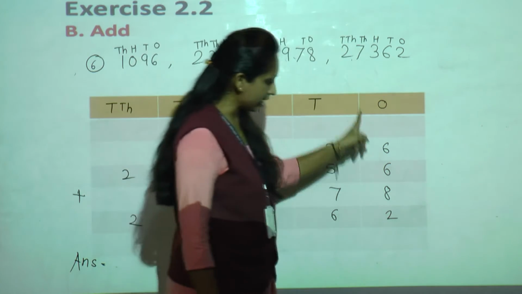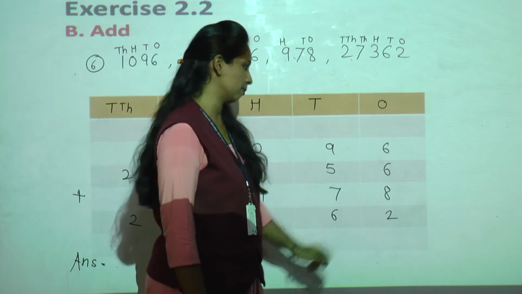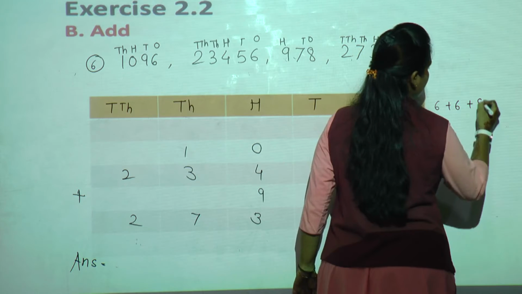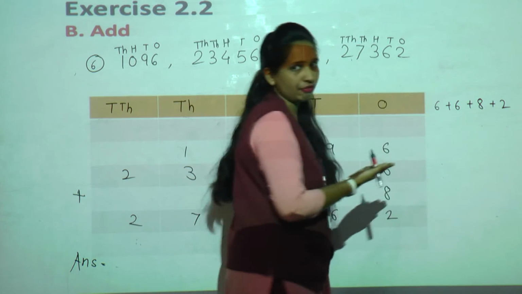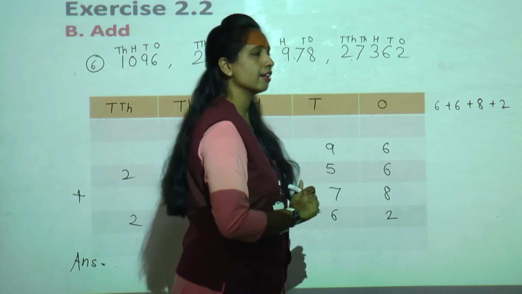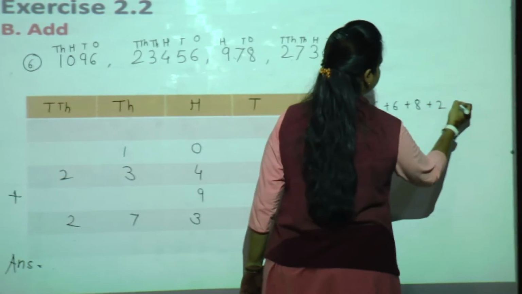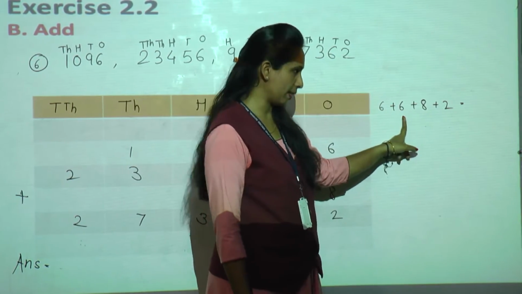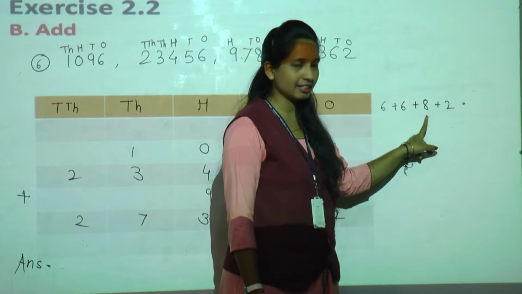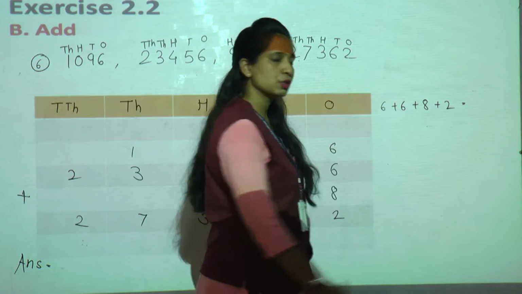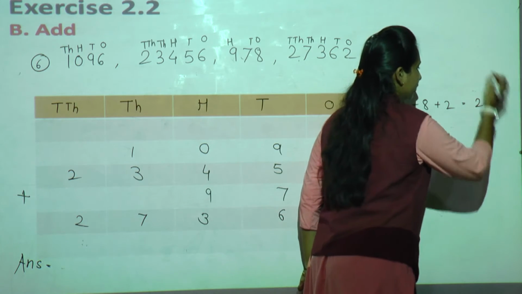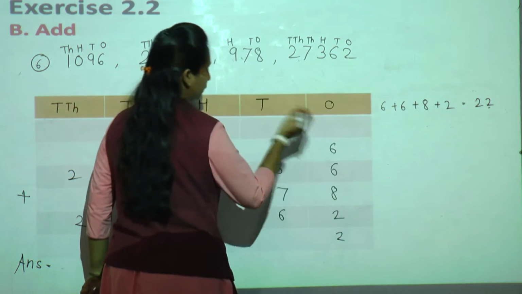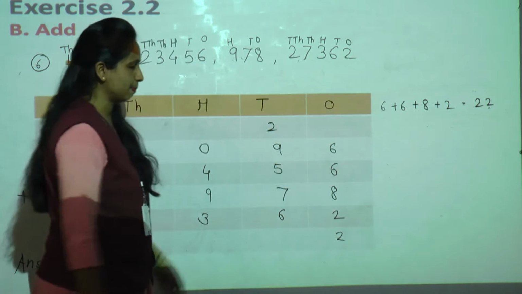So start addition always from ones place. So I'll write here 6 plus 6 plus 8 plus 2. This is rough work. You have to do it as rough work. It is not compulsory to write. Now here see, 6 plus 6, 12. 12 plus 8 is 20. 20 plus 2 is 22. So on ones place write 2 as it is and carry 2 to tens place.